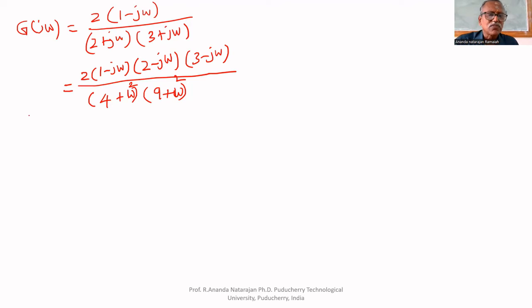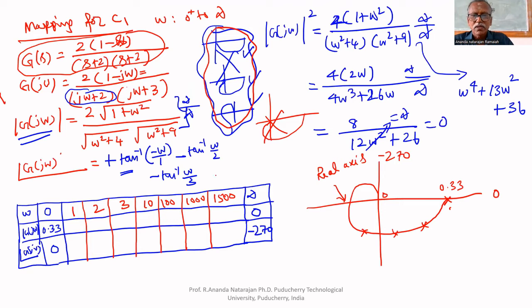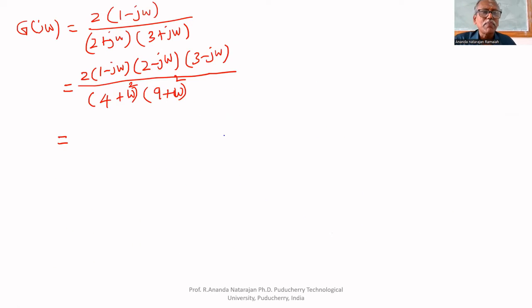The denominator is pure real. That's why, to find the point of intersection, the imaginary part equals 0. The point of intersection here, what is the condition? Imaginary part equal to 0. That's why we are multiplying the numerator and denominator by the complex conjugate. Now the denominator becomes pure real, and the numerator consists of both real and imaginary parts.